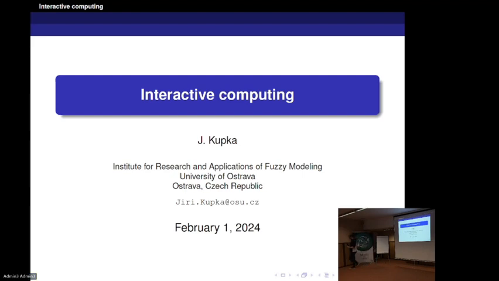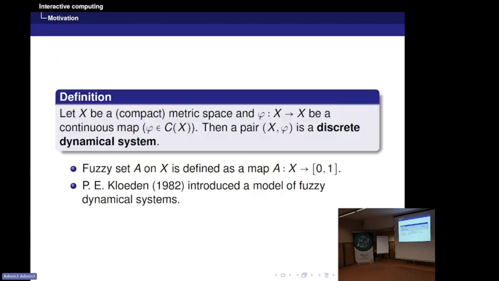Anyway, since I was attending FSTA the first time in 2008, I always had a talk about fuzzy dynamical systems. So that was my usual first slide in this conference. I can't break this tradition, but the talk will be about something different.